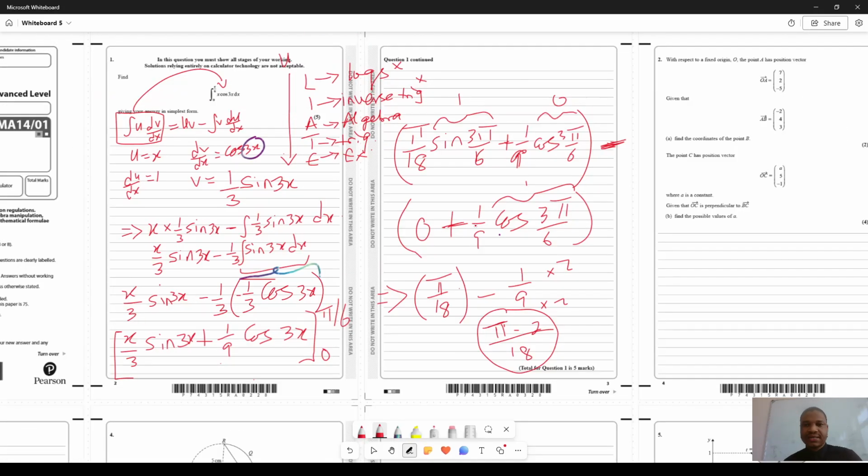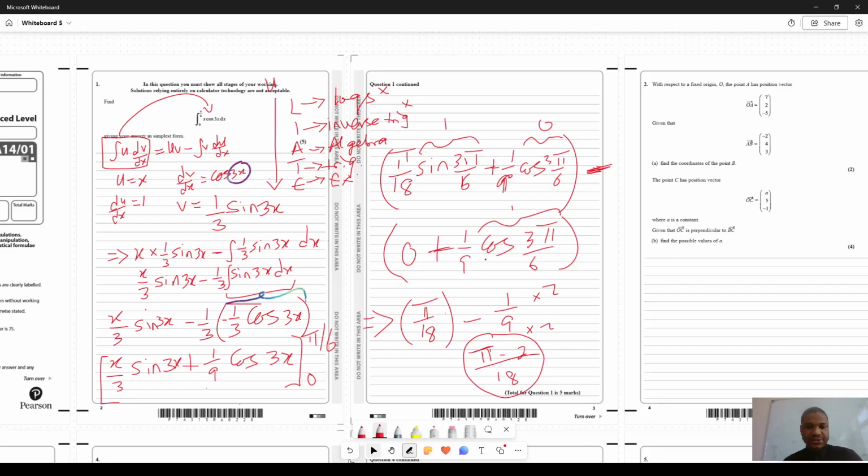That is the answer to that question. You can always use your calculator to check. The calculator you should use is the Casio, the white one. It is the best calculator to use. It can integrate for you, and it can even differentiate for you. All right, so we'll see question 2 next.